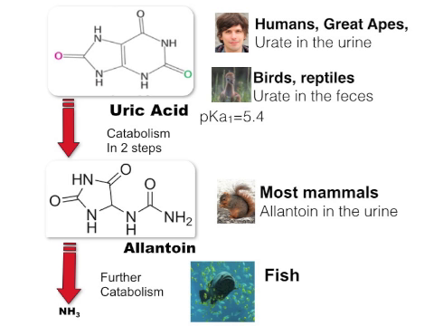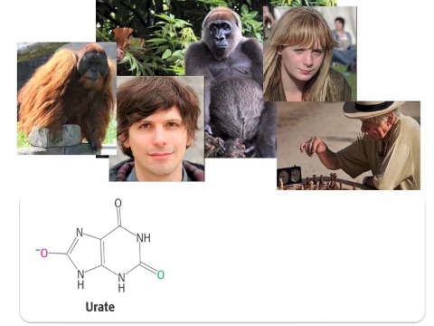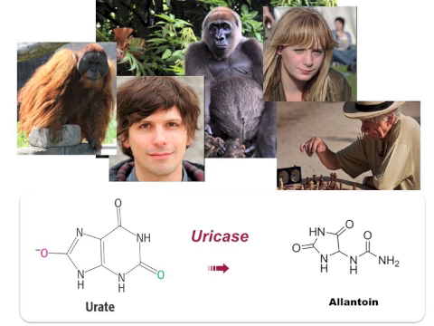Most mammals turn uric acid into allantoin, and then this is released in the urine. Fish break down allantoin even further and release ammonia into the water. But for humans and great apes, the catabolism of purines stops at urate. This is because we've lost the uricase gene, and so we cannot catabolize urate to form allantoin. And for this reason, we excrete urate in the urine.